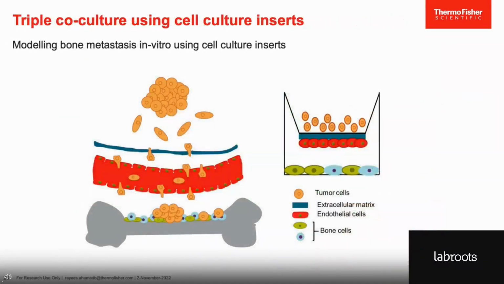So the last model I would like to demonstrate is a triple co-culture system, that is, modeling three different cell types using the cell culture insert system. Here we tried to model bone metastasis in vitro using the cell culture inserts. Typically, a bone metastasis condition involves three different types of cells. The first one is the tumor cells, the second is endothelial cells, and the third is the bone cells.